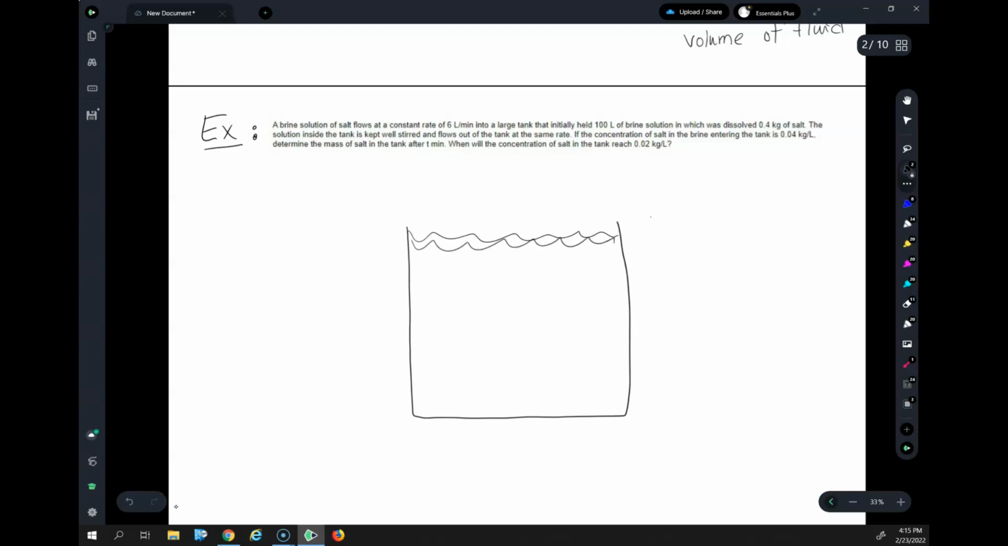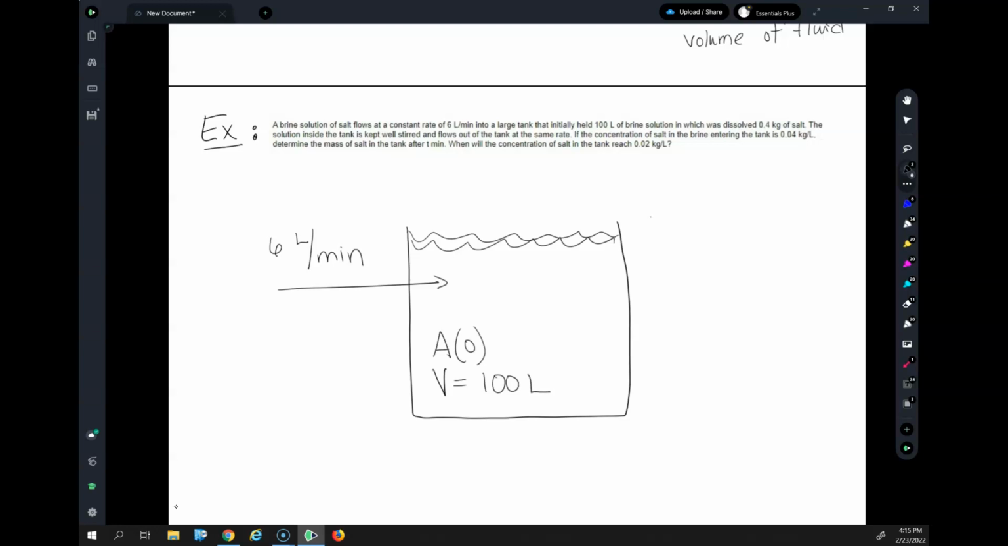This is our tank. We have a brine solution of salt that flows at a constant rate of 6 liters per minute into the tank. The tank's initial volume is 100 liters, and it says also initially 4/10 of a kilogram of salt is dissolved. So at the beginning of this problem, A, which stands for amount of salt, at time 0 is 4/10 of a kilogram. The solution inside the tank is kept well stirred, and it flows out of the tank at the same rate. So it also flows out at 6 liters per minute.